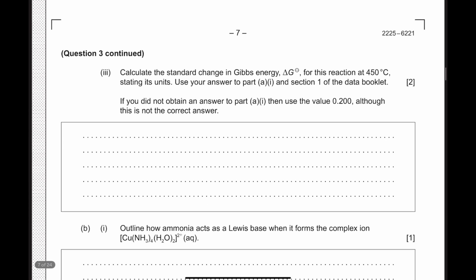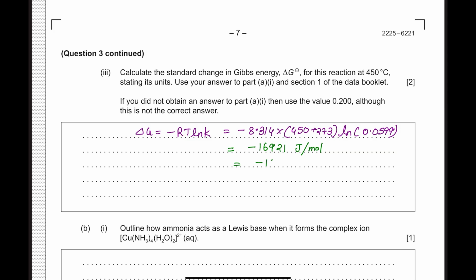To calculate delta G for the reaction at 450 degrees Celsius, we know Kc, so we can use this formula. Delta G equals minus RT ln K, right? So R is 8.314. Temperature has to be converted to Kelvin, so 450 plus 273, right? Ln of K, the value of K was 0.0599. If we just simplify, you will get minus 16921 joules per mole. Divided by 1000, you'll get minus 16.9 kilojoules per mole.